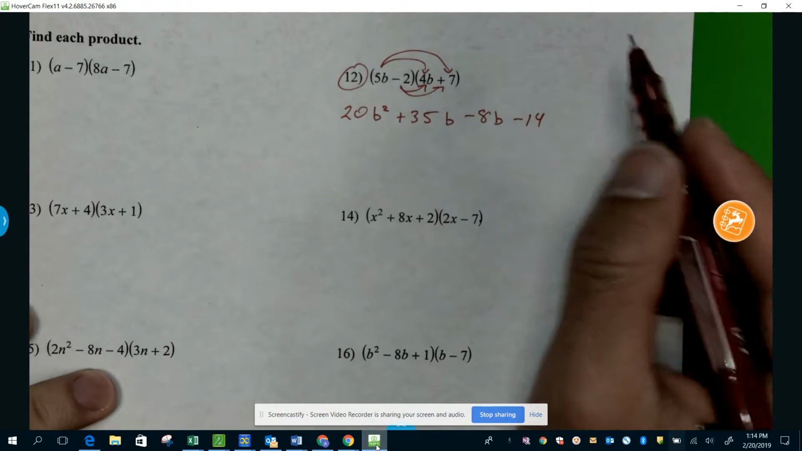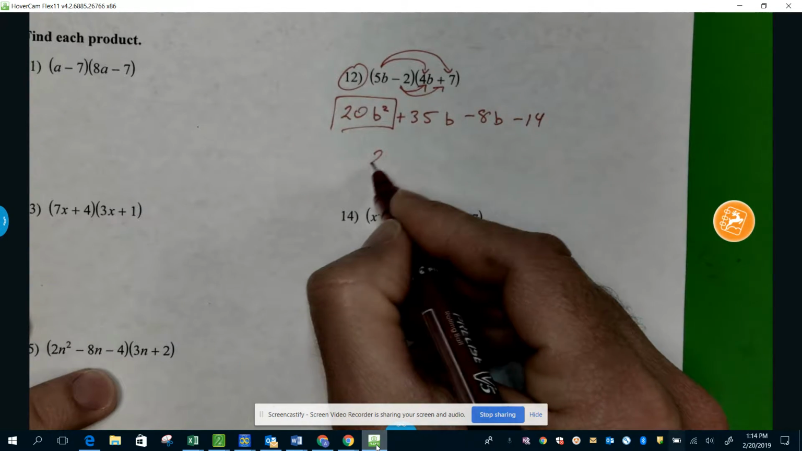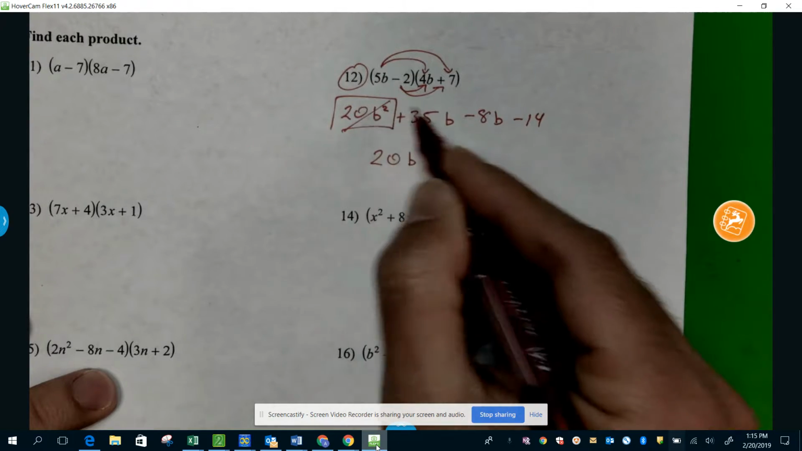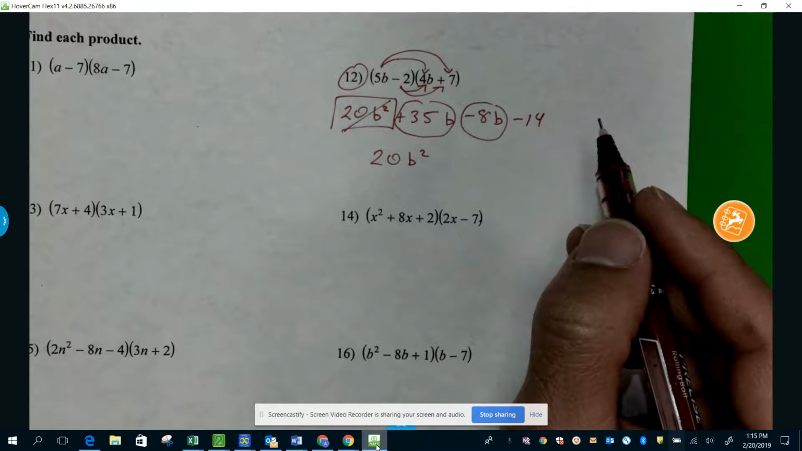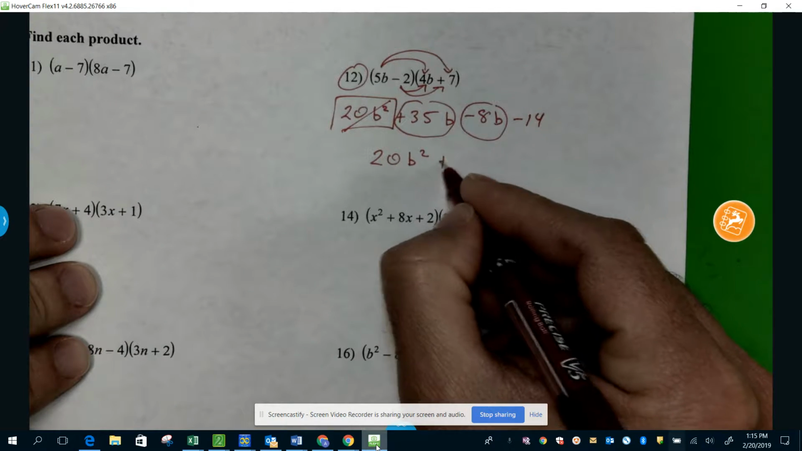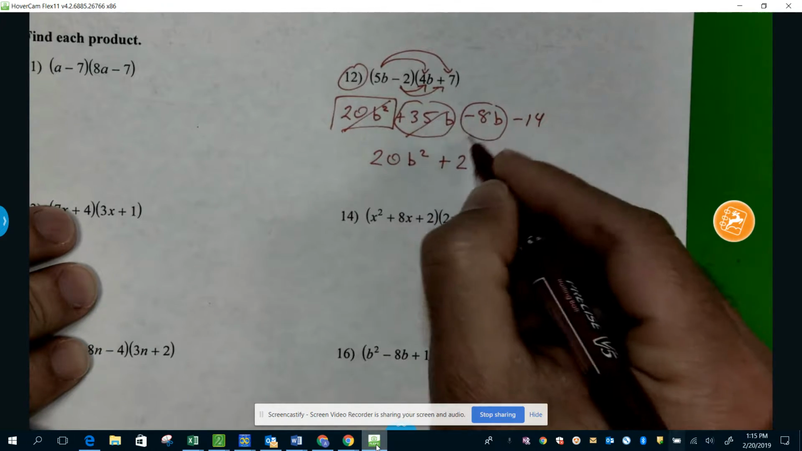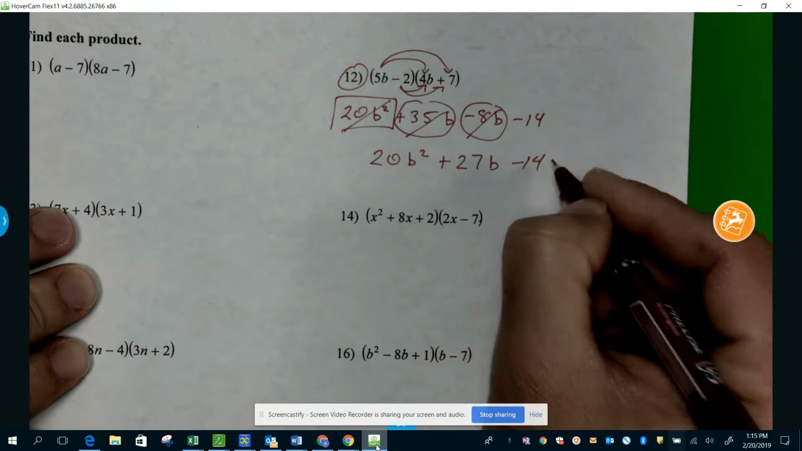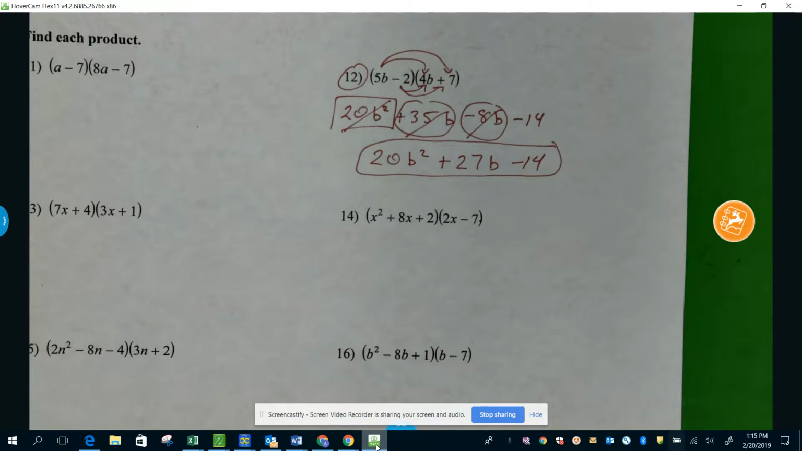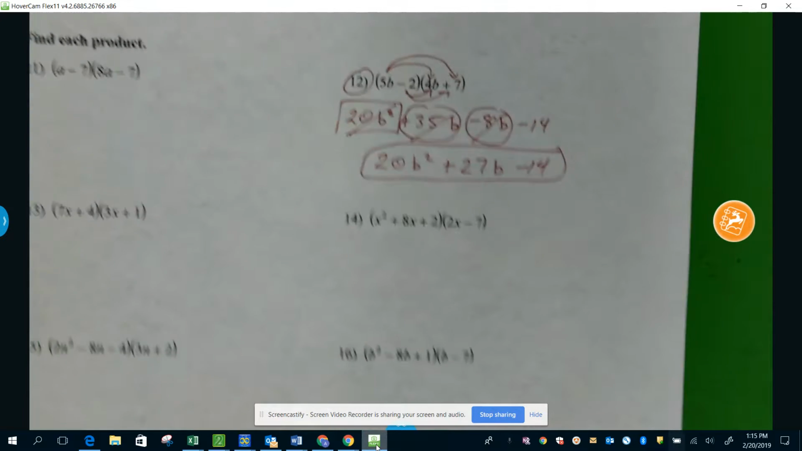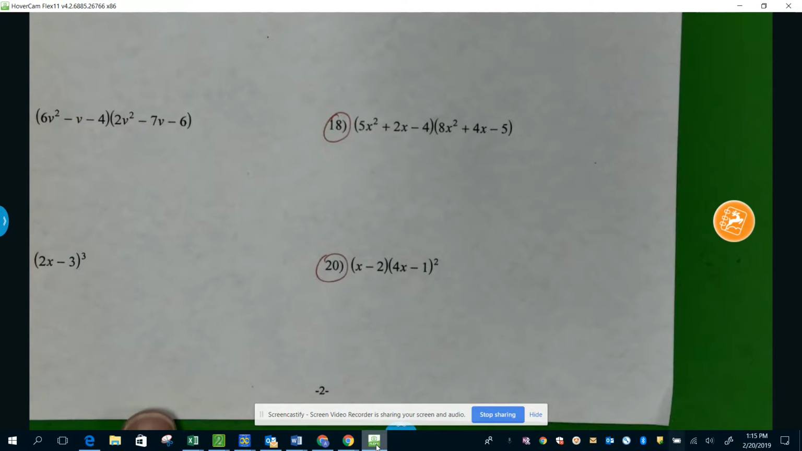So again, combining your like terms. B squareds, that's the only one I've got, so we'll leave it alone: 20b squared. B's, positive 35 minus 8, so 27b, positive 27b. Those are done. And then I have a constant of minus 14 at the end. Nothing else to combine it with. So that one you actually do have to distribute because the back-to-back parentheses tell me you're multiplying. And I'll show you on this next problem how to stay a little more organized when you're doing the multiplication.